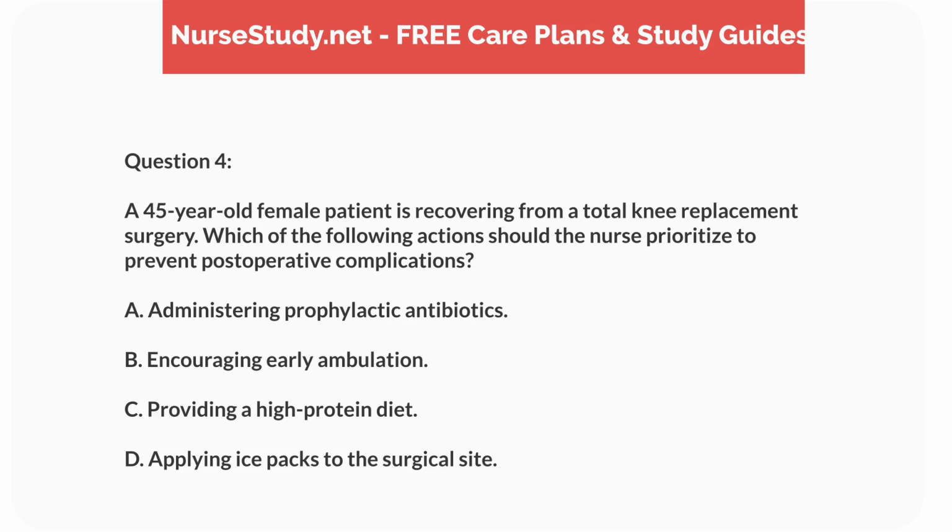Question 4. A 45-year-old female patient is recovering from a total knee replacement surgery. Which of the following actions should the nurse prioritize to prevent postoperative complications? A. Administering prophylactic antibiotics. B. Encouraging early ambulation. C. Providing a high-protein diet. D. Applying ice packs to the surgical site.